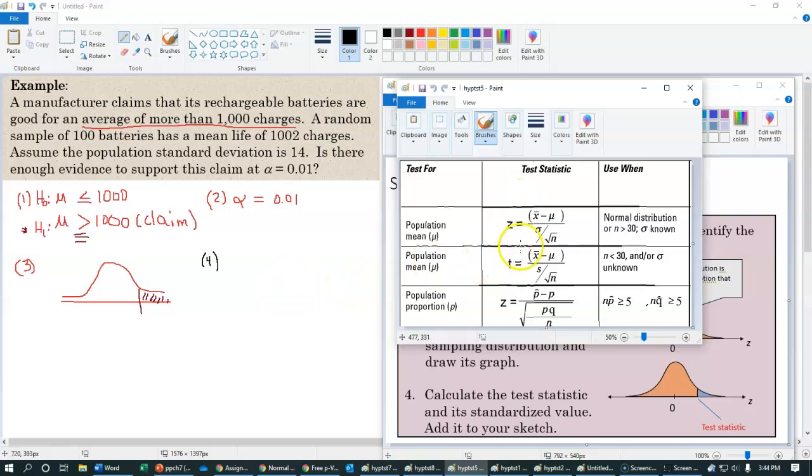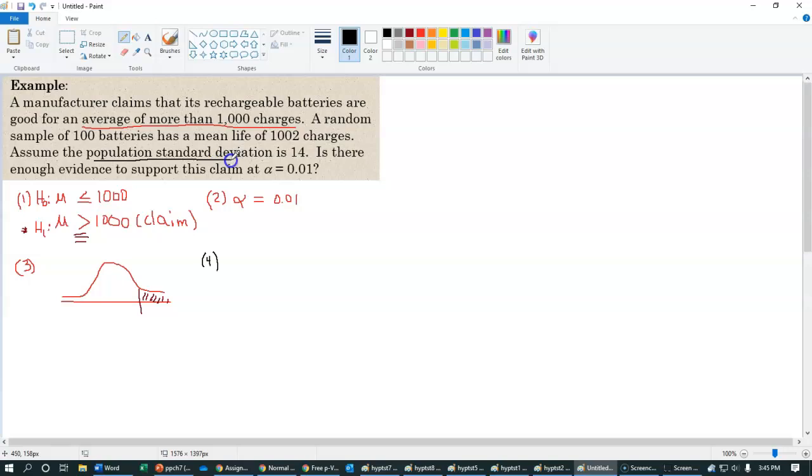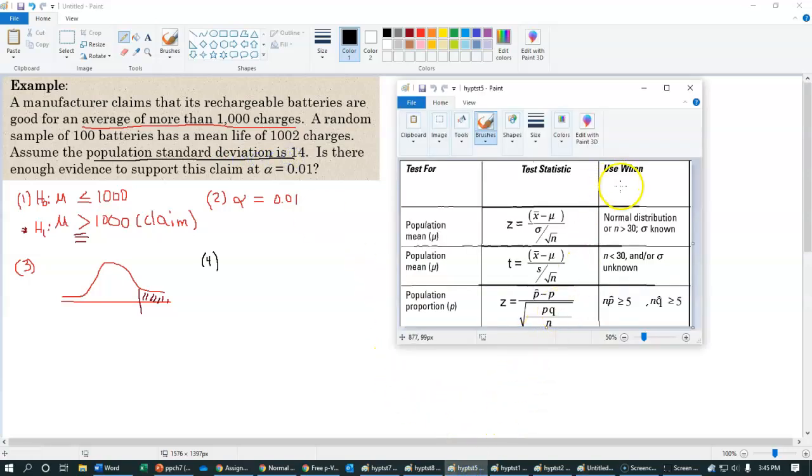Now, how do I know which of these two I choose? It depends on what extra information you have. And what do I know? Well, I know that the population standard deviation is 14. If you look here in this column, I will use the first formula, the one that says Z equal, because I know sigma. I know the standard deviation of the population. So I'm using this formula here.